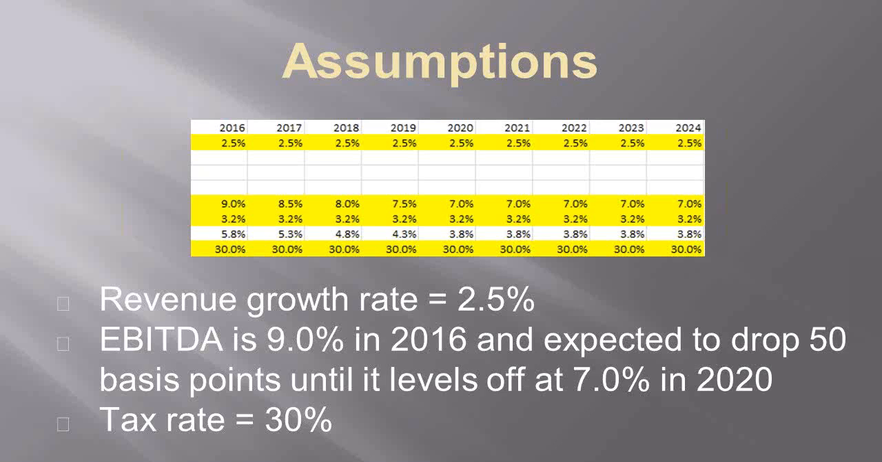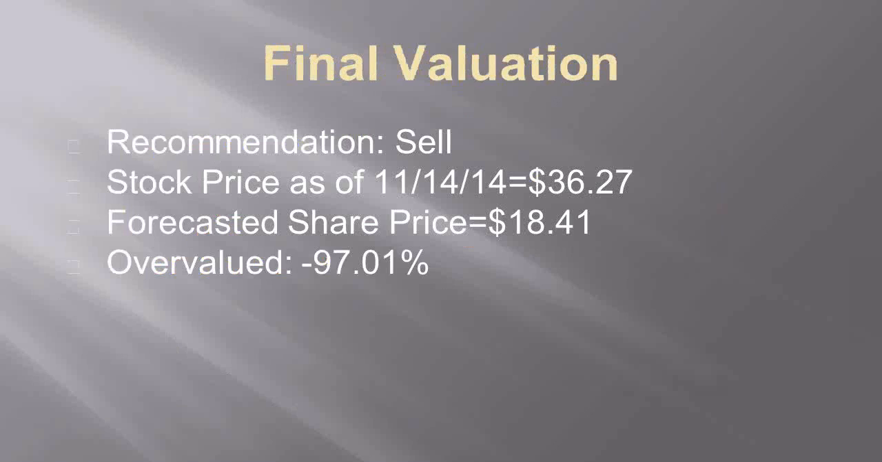And secondly, we assumed that the EBITDA margin would be 9% in 2016, but it will decrease by 50 basis points until 2020, where it will remain at 7% throughout the rest of the years. And finally, we assumed that the tax rate would be 30%, which is just the historical average of the historical years. And these assumptions led us to a stock price of $18.41, signifying a negative 97.01% from the stock price of $36.27 as of November 14. And our final valuation for Granite is a sell.